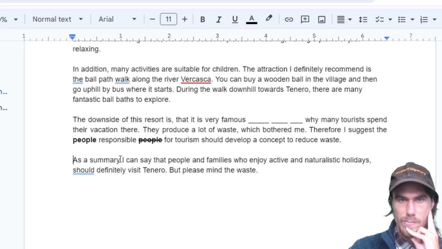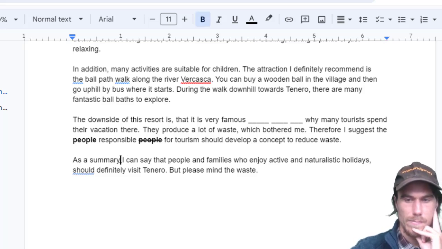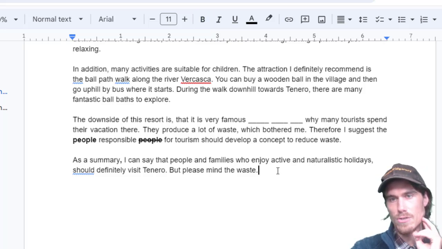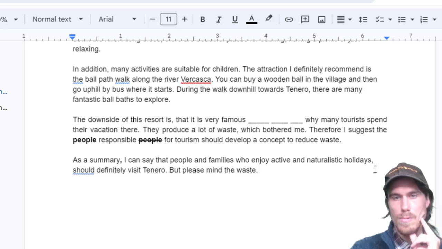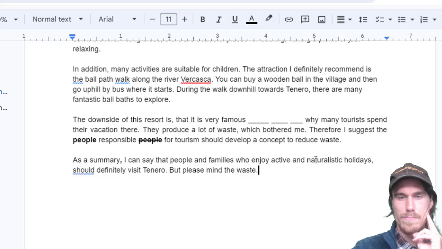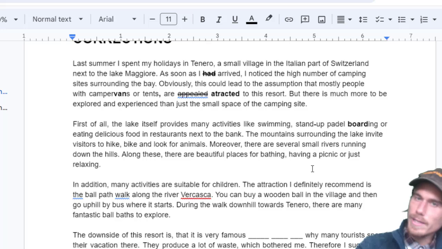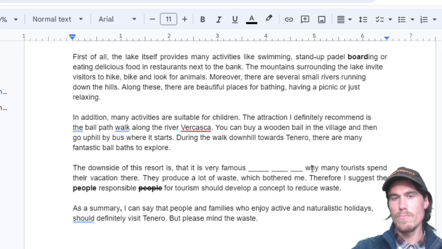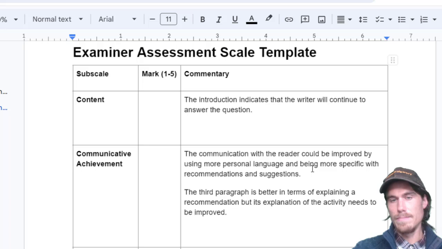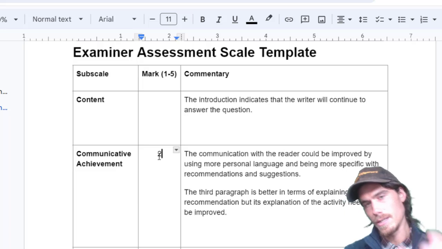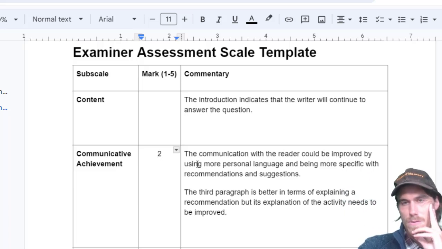As a summary, put a comma. I can say that people and families who enjoy active and naturalistic holidays should definitely visit Tenerife. Okay. But please mind the waste. Yep, good. Okay, so there are good aspects of this writing. I feel like I've already mentioned throughout the parts which could be improved, which would link it together better in terms of its communication. I feel like I cannot quite give that a 3, just a 2.